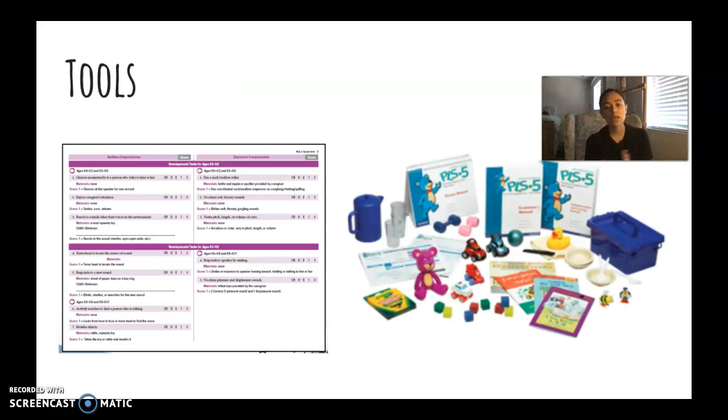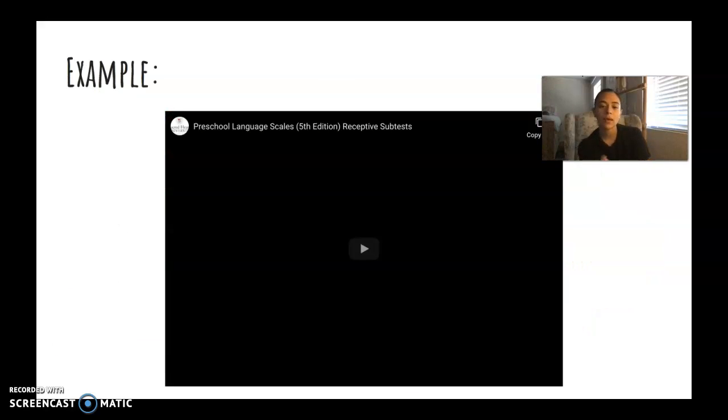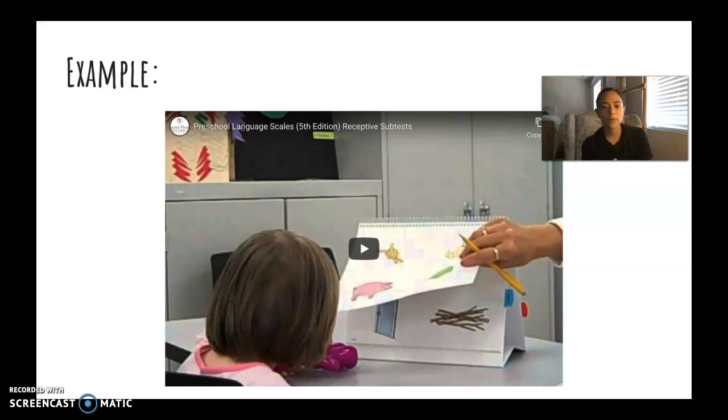These are the tools that the administrator is going to use. Like I said, there are some manipulatives, so we can see books and colors, and there's a little bear. And then this is one of the test formats that the administrator could use in order to assess the child. So in this video, it's a 30-minute video, but I'm just going to show you a part of it in order for you to see what the actual test looks like.